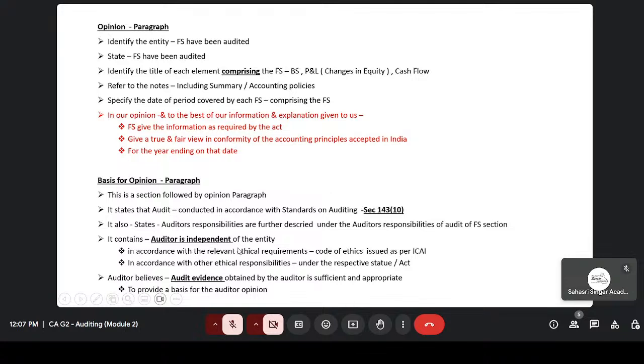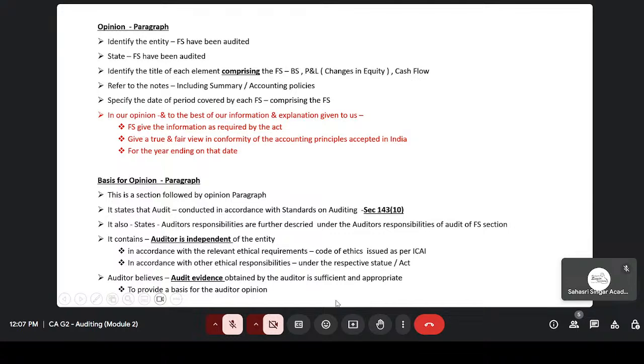Not only that, also in accordance with the relevant ethical requirements, the code of ethics, because we do have our own ethics issued by the ICAI. We follow the respective act. Also, in accordance with other ethical responsibilities, it could be the Companies Act or any other act. That is why we call it other ethical. The first point, ethical, means your code of ethics issued by ICAI. Other ethical means sometimes you have to follow the respective act, Companies Act, or any other act. So that is what we are trying to tell.